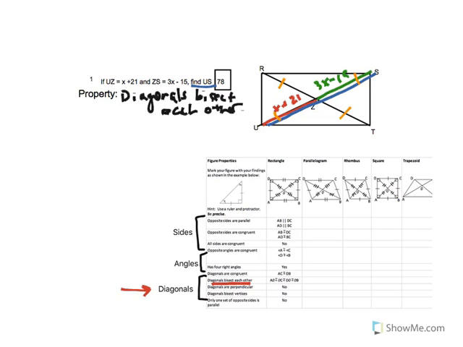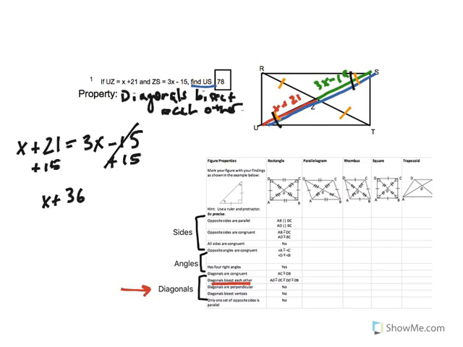So now I'm going to set my equation. I have x plus 21 equals 3x minus 15 because the rectangle properties tell me that this piece here is equal to this piece here. And now I just solve. Minus x here, minus x here. I get 36 equals 2x, divided by 2, divided by 2, x equals 18.